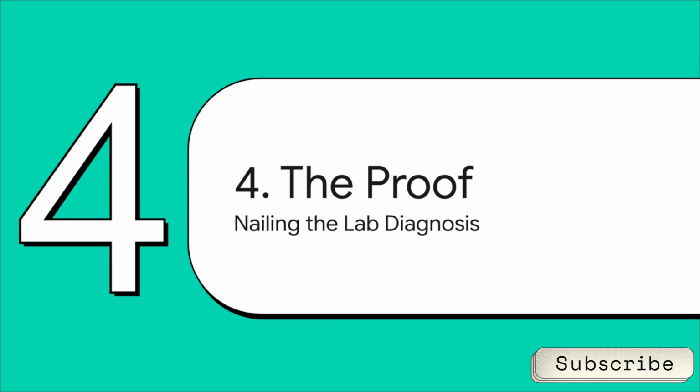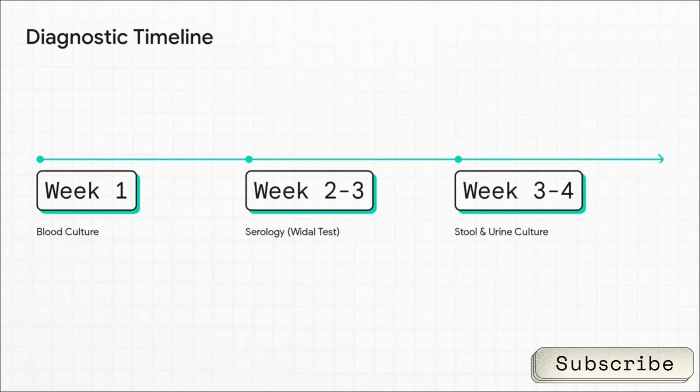This is all about picking the right test at exactly the right time. With enteric fever, timing is everything. Here's the rule. Week 1 is the bacteremic phase, so the bacteria are in the blood. That means blood culture is king.